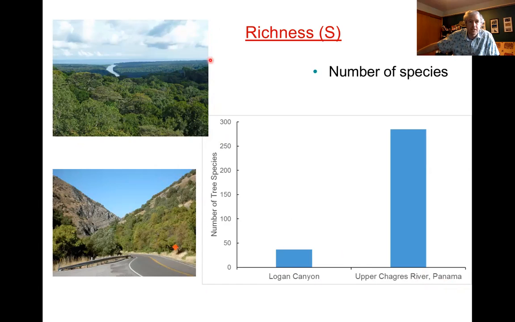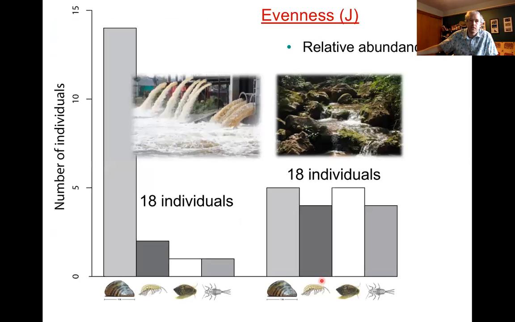So if we count the number of tree species in Panama, compared to the number of tree species in Logan Canyon, we see we've got nearly 300 tree species in this part of Central America, and we've probably got 30 to 40 tree species in Logan Canyon. So just based purely on richness, yes, we could say the Upper Chagres River in Panama is far more diverse than Logan Canyon. But now let's have a look at evenness.